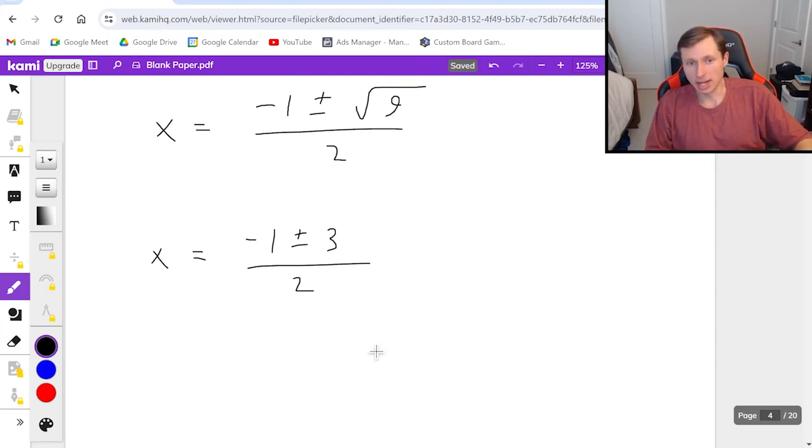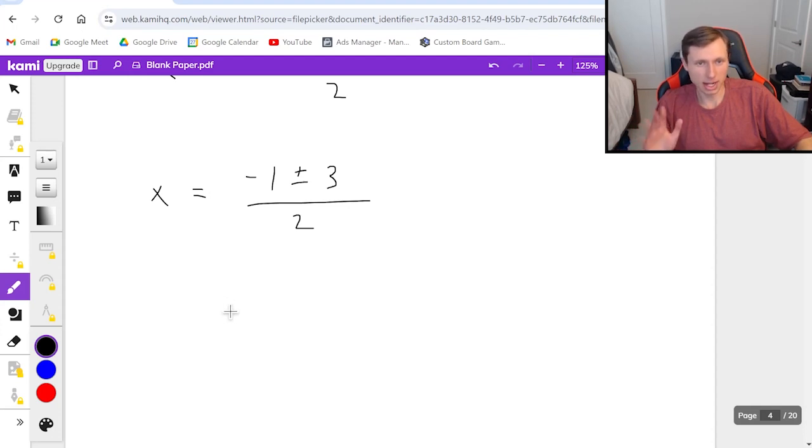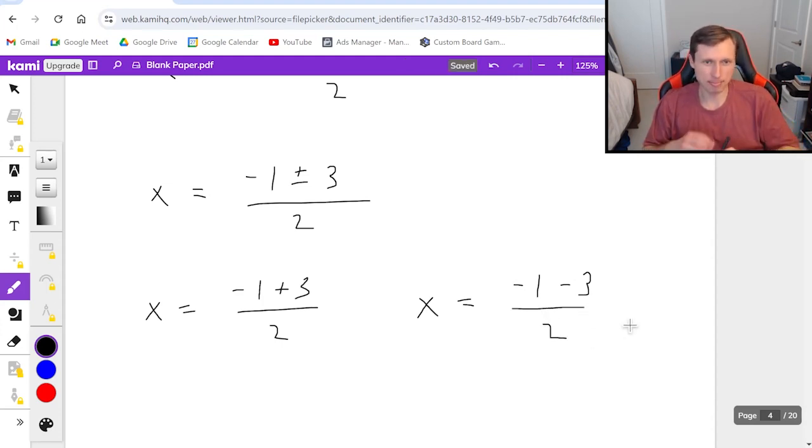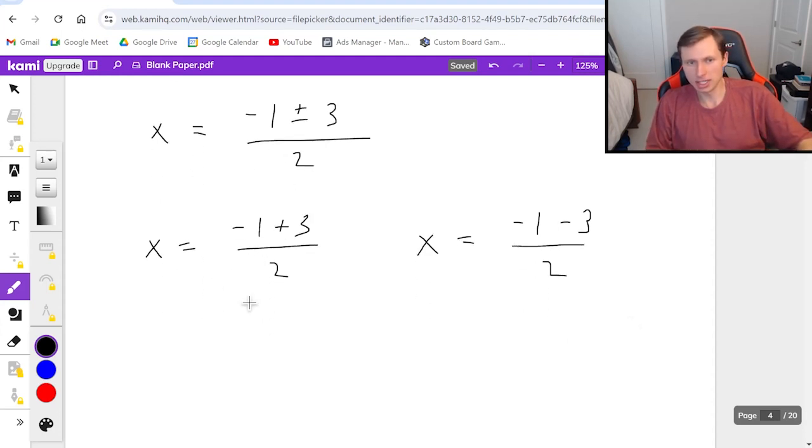Now watch what I do next. I am not adding or subtracting the -1 and the 3. That would be illegal. I can't do it. What I'm going to do instead is split up the plus or minus into 2 different equations. So for instance, x equals -1 plus 3 over 2, and then x equals -1 minus 3 over 2. This is what we have to do. This is a crucial step. And now I just solve both of these one at a time.